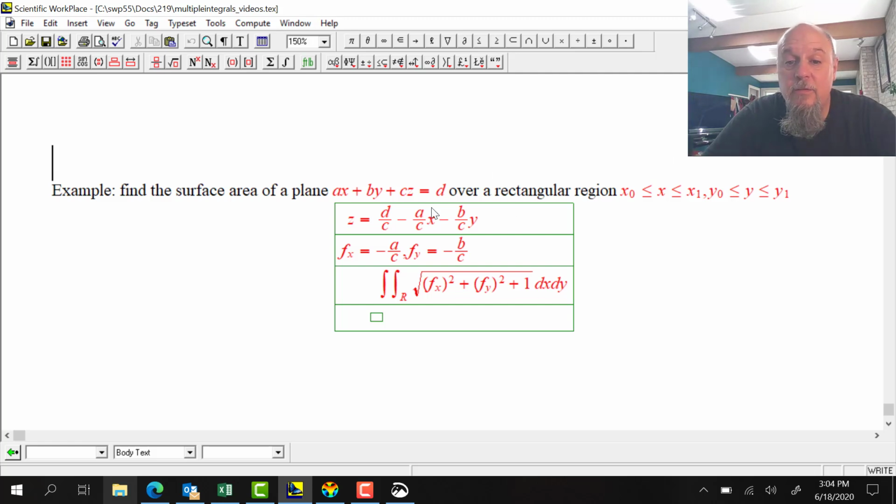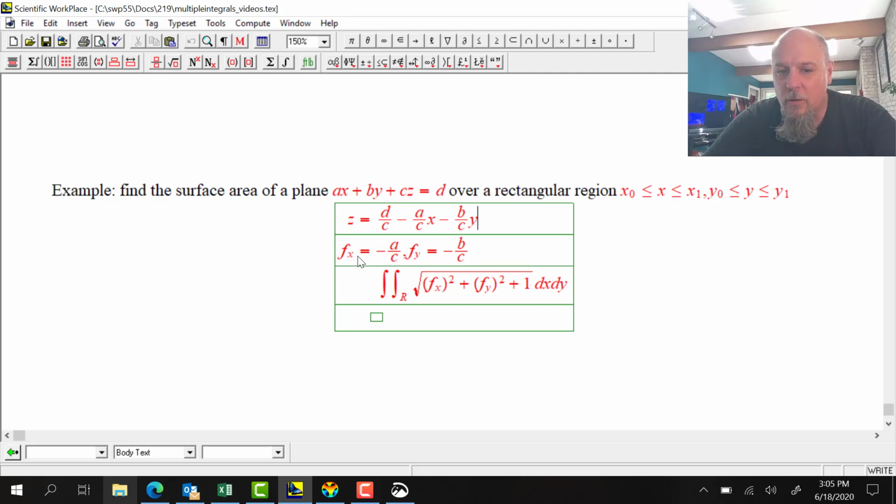So the first thing I need to do is take this plane and solve it as z equals, so I move everything over to the other side and divide by c. If c is equal to 0, then it's just flat up and down, and it has an infinite area over a particular shadow because it's perpendicular to the xy plane. So we've already got our answer. If c is equal to 0, it's infinity. So from now on, c isn't equal to 0.